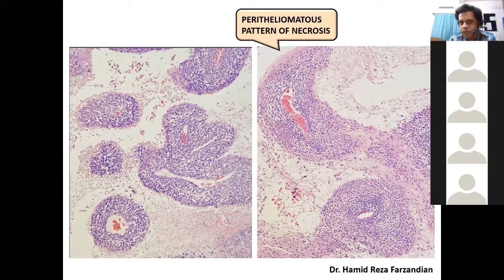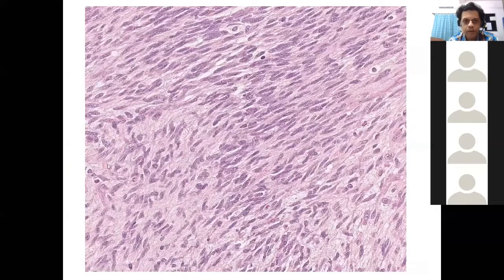This peritheliomatous pattern of necrosis can also sometimes be seen in a malignant peripheral nerve sheath tumor. Again, you will try to look into the cells to see whether they give you an idea of a Schwannian nature, like a spindle cell peripheral nerve sheath tumor. So you have cells which have a slightly zigzag kind of appearance, so it is probably of Schwannian origin.